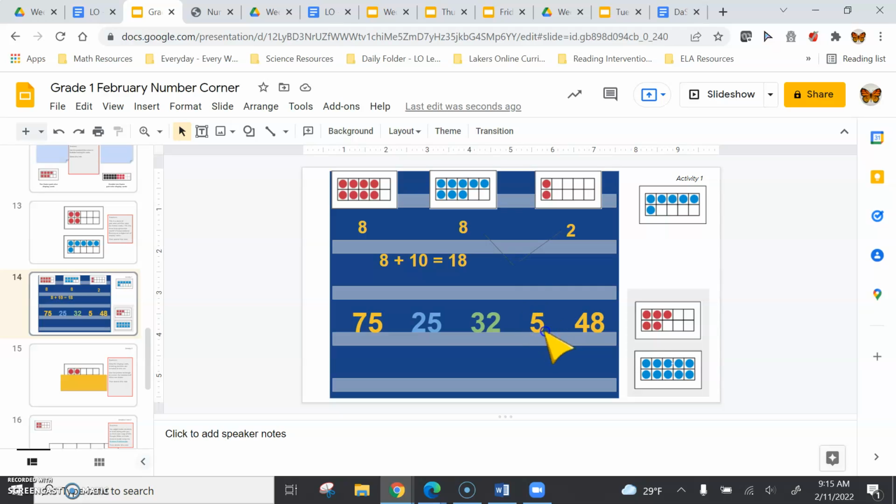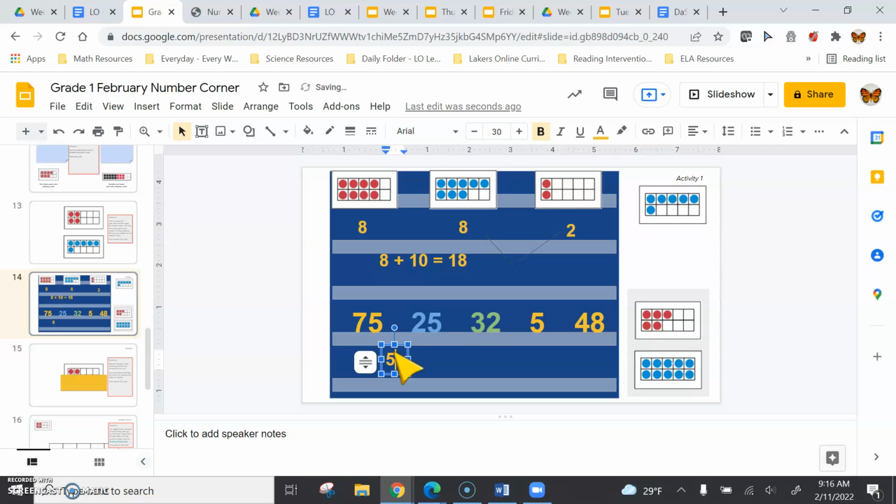If you said 5, you are correct. 5 is the smallest number. So we would have 5 as our first number. What's the next smallest number, All-Stars? We've used 5, so we can't use it again. You have to think about what is that next smallest number.